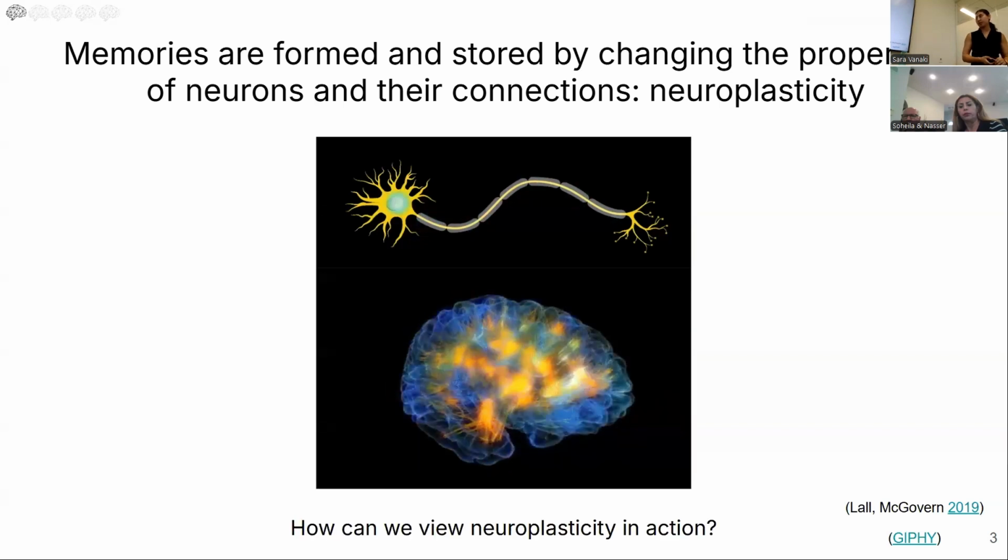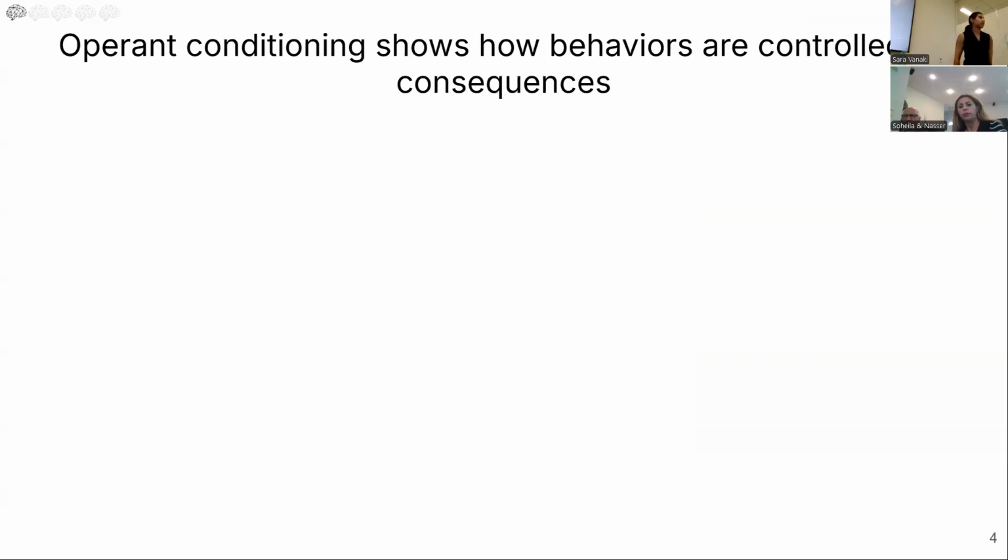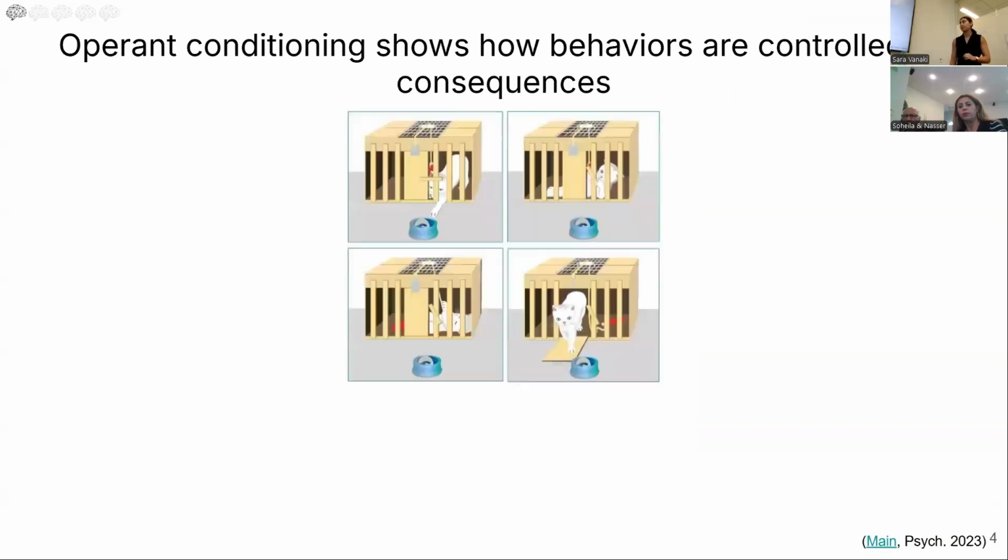So how can we see this neuroplasticity in action? Well, we need a simple form of learning called operant conditioning. Operant conditioning shows how behaviors are controlled by consequences. This theory was originated by Thorndike in 1911. In this puzzle box experiment, a starved cat is in a box with a latch, and what it has to do is learn to open the latch to get out and get its food. What he saw was that after repeated trials, the cat was getting out faster.